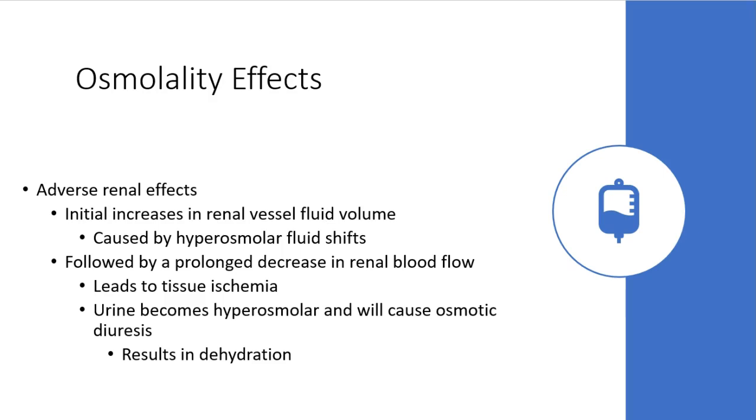Okay, so some of the adverse renal effects: an initial increase in renal vessel fluid volume caused by hyperosmolar fluid shifts, followed by a prolonged decrease in renal blood flow, leads to tissue ischemia, and urine becomes hyperosmolar and will cause osmotic diuresis, resulting in dehydration of the patient. It's really important that you understand that there are renal effects, and that with the exchange of the tissues and the dehydration of the red blood cells, it leads to ischemia, and the red blood cells are affected.